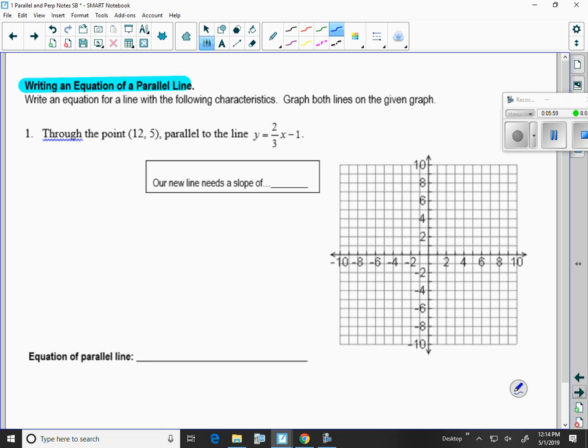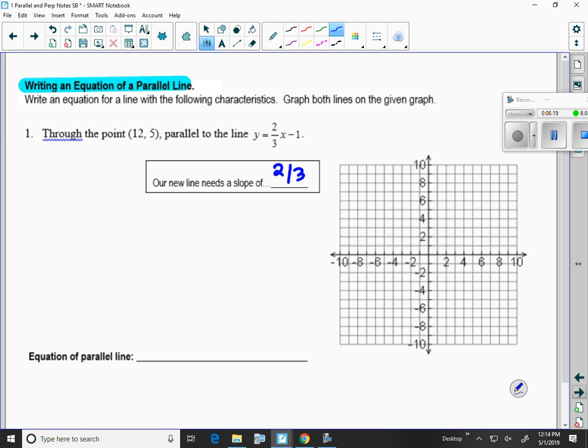Okay, number 1. Write an equation of a parallel line through the point (12, 5), parallel to the line y equals 2/3 x minus 1. So our new line needs to have what slope? 2/3. Okay? Parallel, so it should be the same. Parallel should be the same.